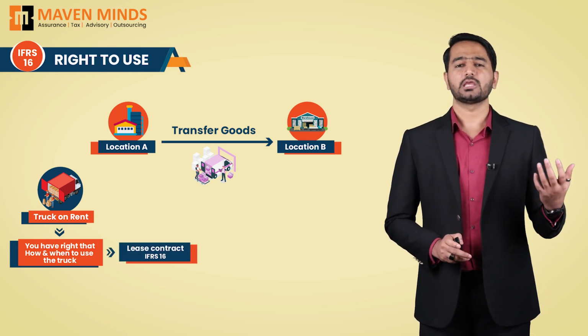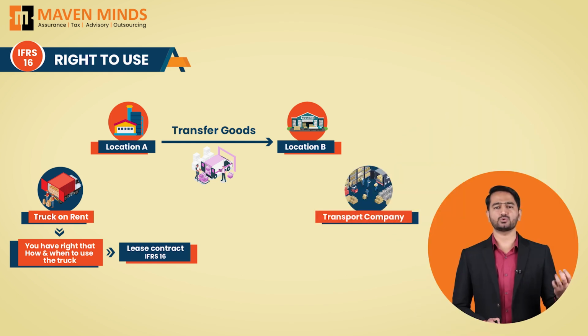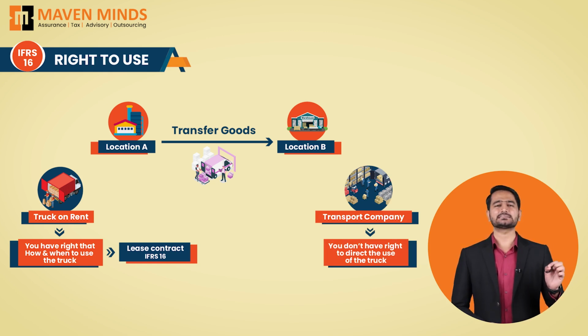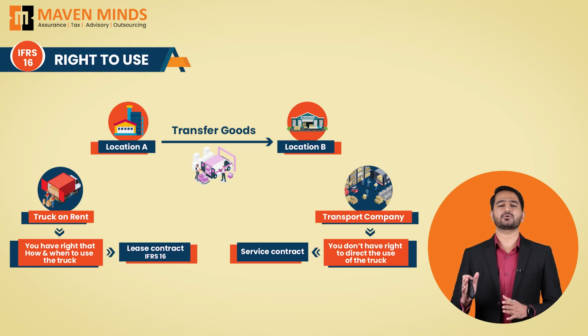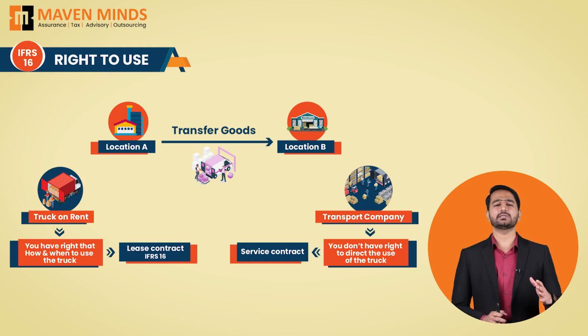On the other hand, if you hire a transportation service to move your goods, you are not controlling the truck. The transportation company makes the decision. This is a service contract, not a lease, because you don't have the right to direct the use of the truck. So the key takeaway here is, to have the right to use, you need to have both the ability to obtain economic benefit from using the asset and the ability to direct how the asset is used. Are we clear on that, my friends?